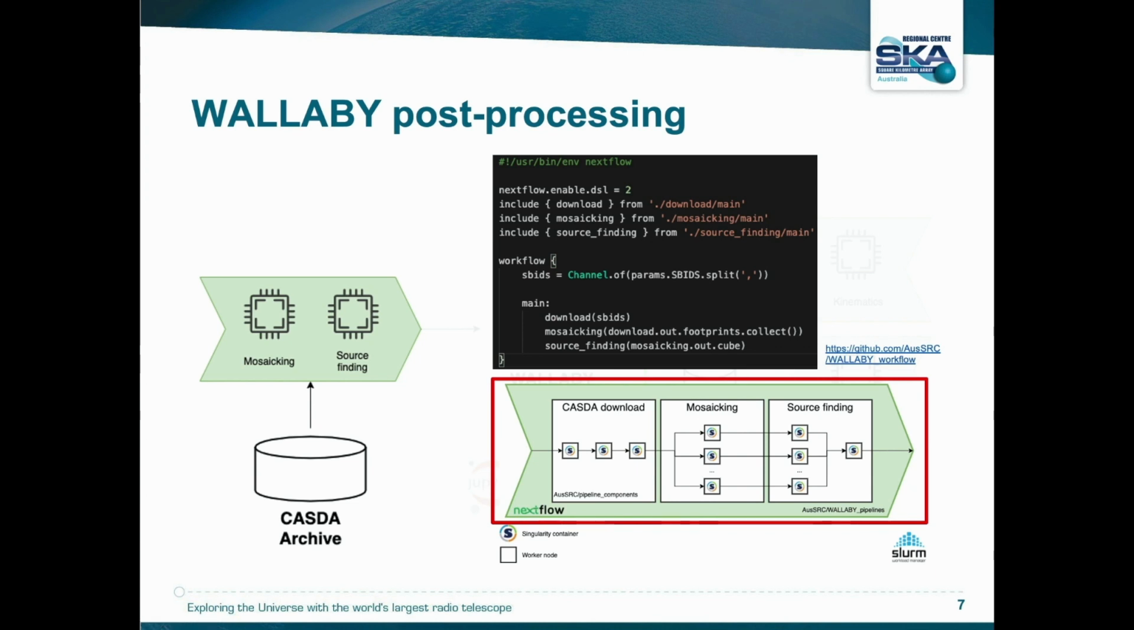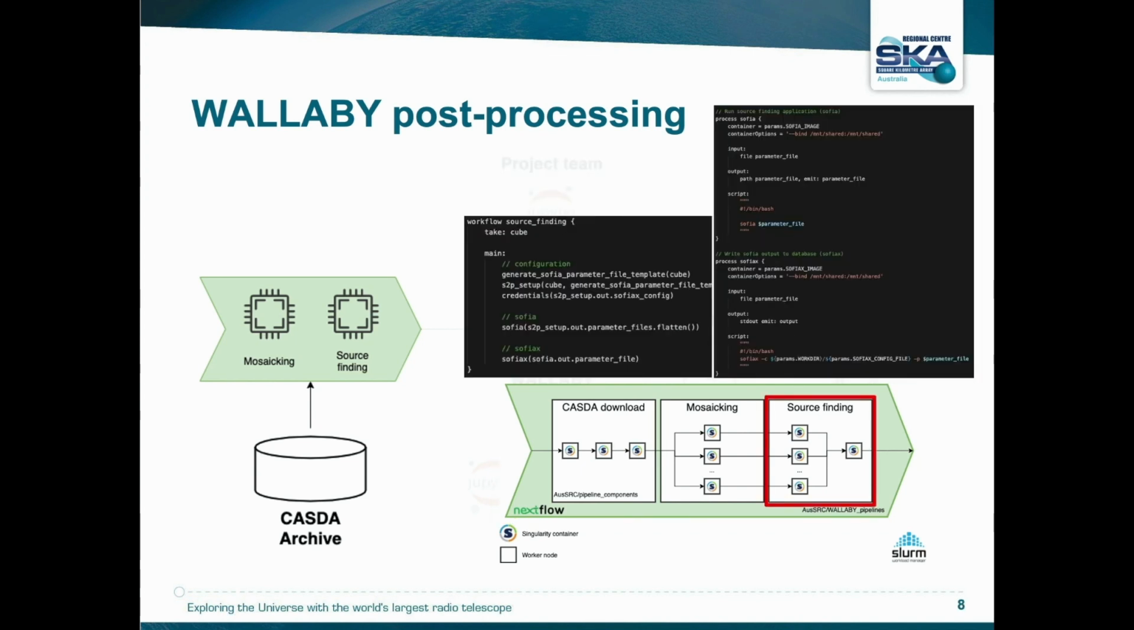So you can see a little code snippet which shows you how the main pipeline is structured. We have a download, mosaicking and source finding component, and the main pipeline just takes in some SBIDs, which are identifiers for the footprints that you want to process, and then you just execute these 3 different components, and the output will be the data that you want to generate.